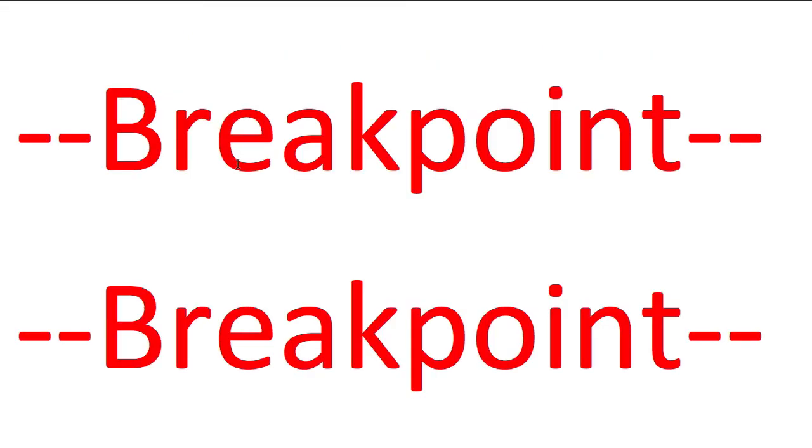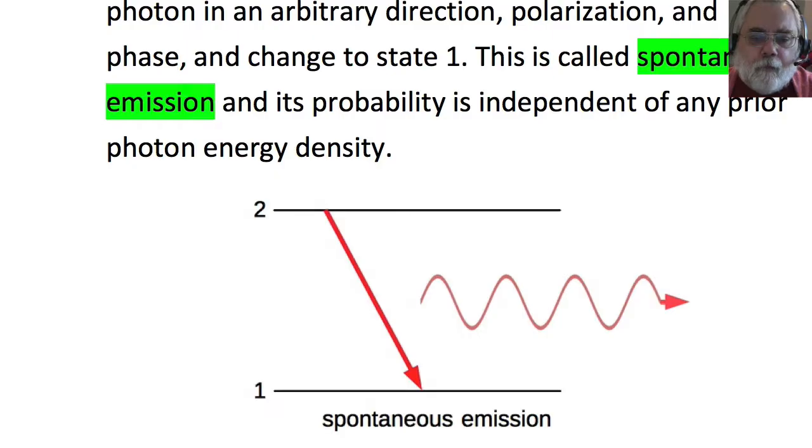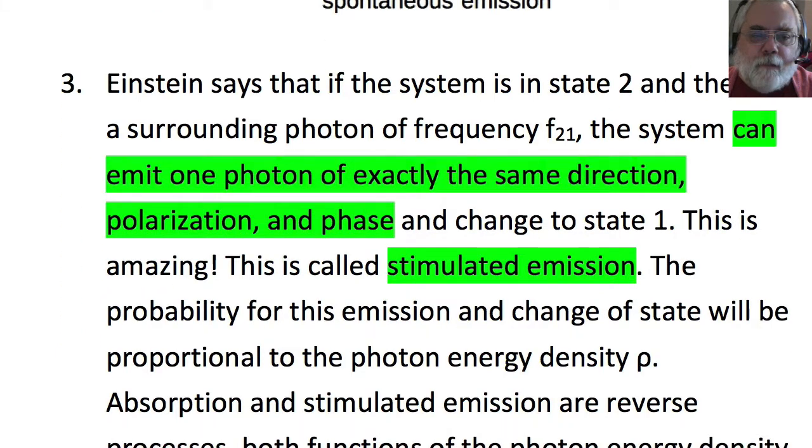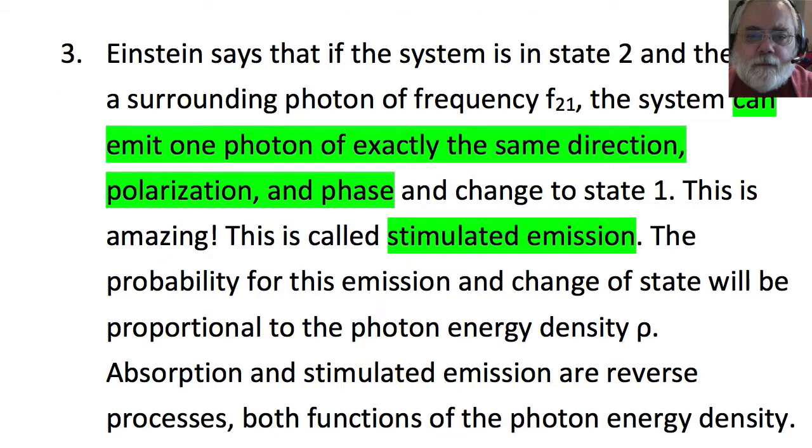This is a possible time to take a break. But Einstein identified a third possibility. If the system is in state 2, and there is a surrounding photon of the right frequency, F21, the system can emit one photon of exactly the same frequency, direction, polarization, and phase, and change to state 1.